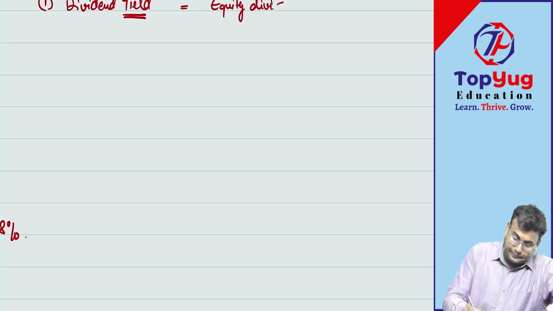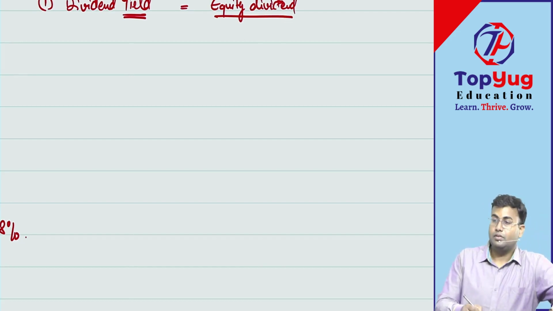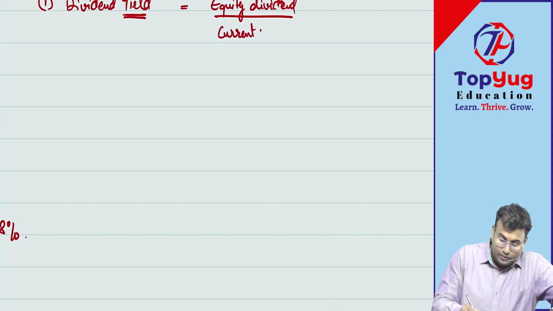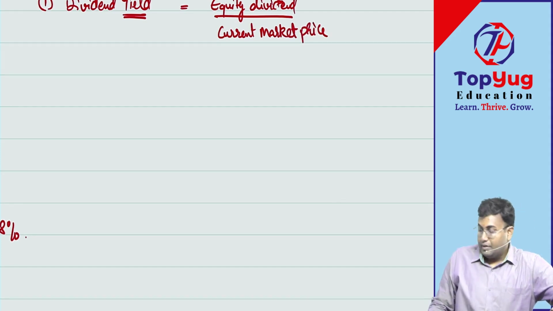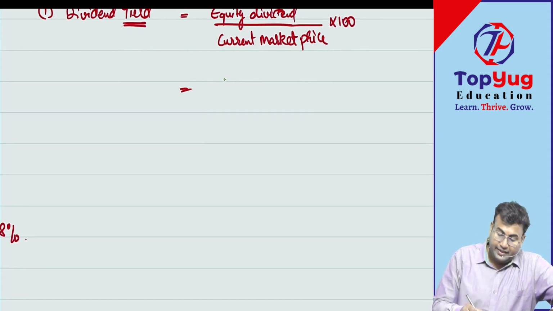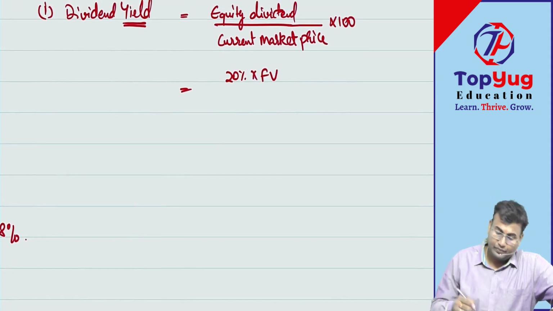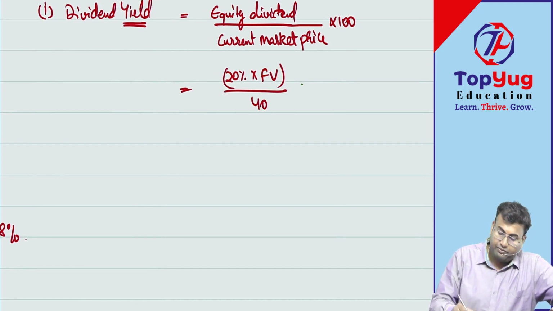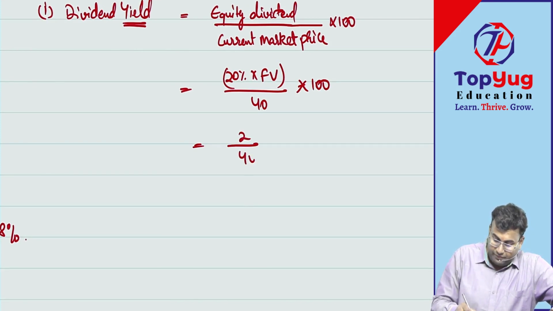Equity dividend divided by market price. Yes, because it is a yield, it has to be in percentage. How much is dividend yield? He says 20% of what? Face value. Obviously. Divided over what? Market price per share, 40, into 100. So it will be 2 rupees by 40 into 100. So that turns out to be 5%.